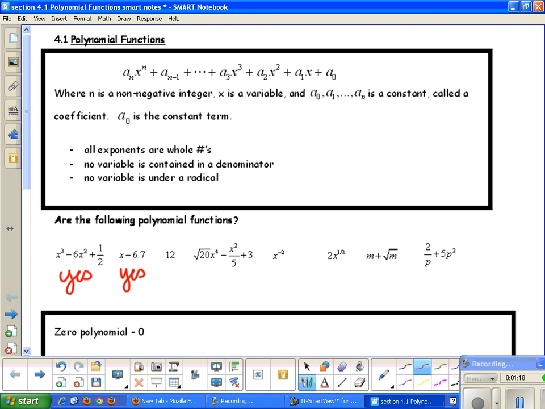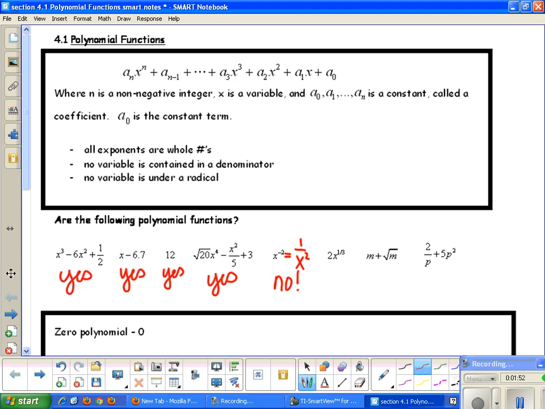12 doesn't have any variables. This is just what we call the constant polynomial. So yes, this is a polynomial equation. Right here we have a radical, but however, notice the variable is not underneath the radical, just root 20. And we also have a fraction, but there is no variable in my denominator, so this would also be a polynomial equation. X to the negative 2, however, if you remember, this is not simplified. It would be 1 over x squared if you remember your properties of exponents. Thus, this is not a polynomial because it has a variable in the denominator.